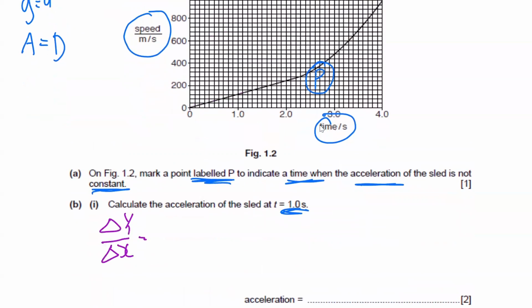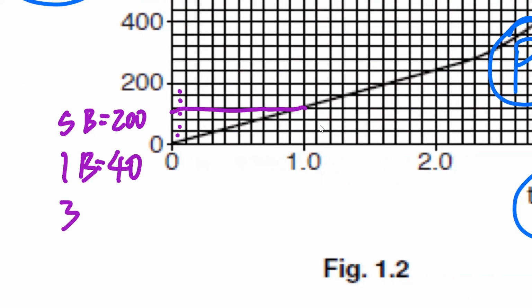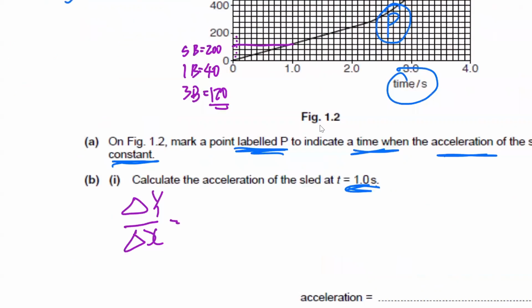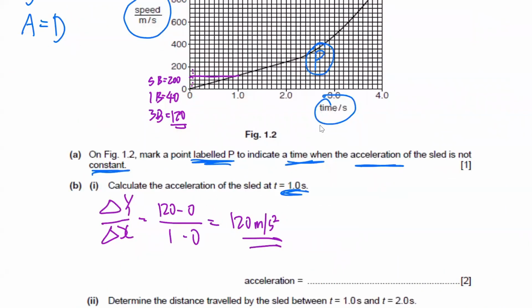For those who do not know, you can count the boxes one by one: 1, 2, 3, 4, 5. 5 boxes represent 200. This one here is 3 boxes, so 1 box represents 40, and 3 boxes will represent 120. So it's literally 120 minus 0 over 1 minus 0, which gives you 120 meters per second squared. Don't forget to write your units. If you don't write your units, you are wrong straight away.